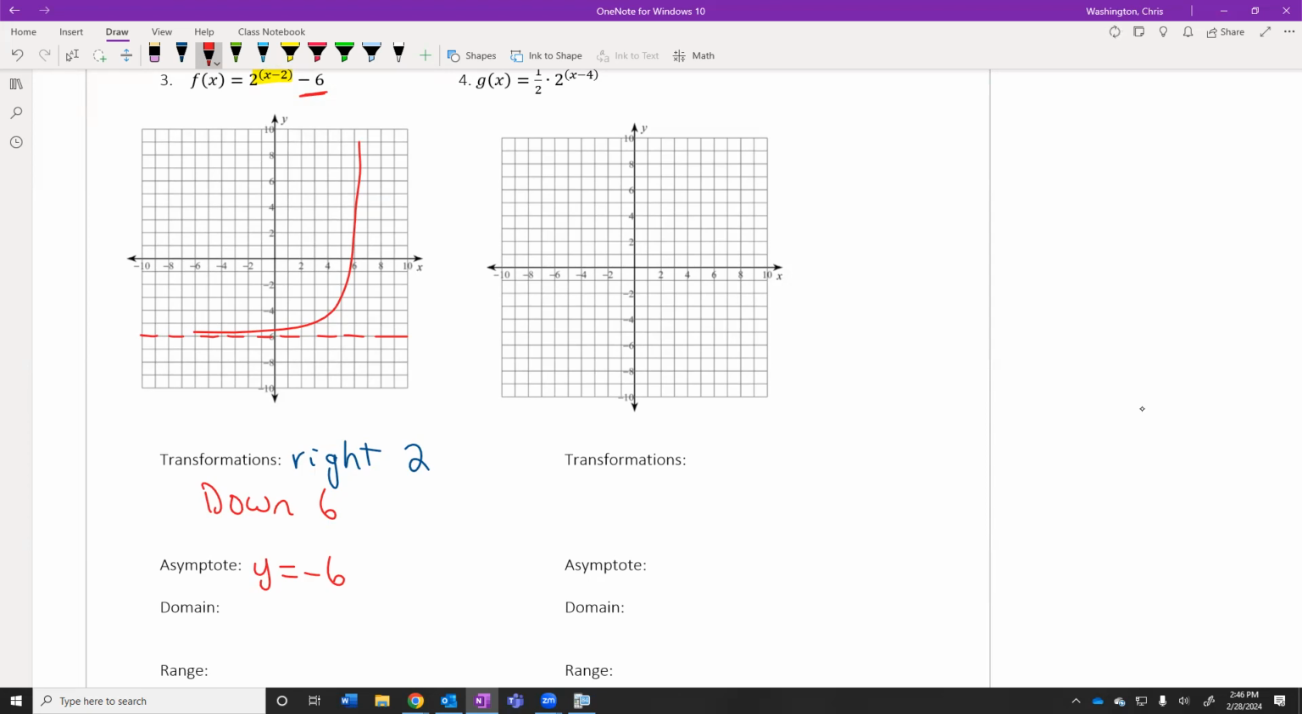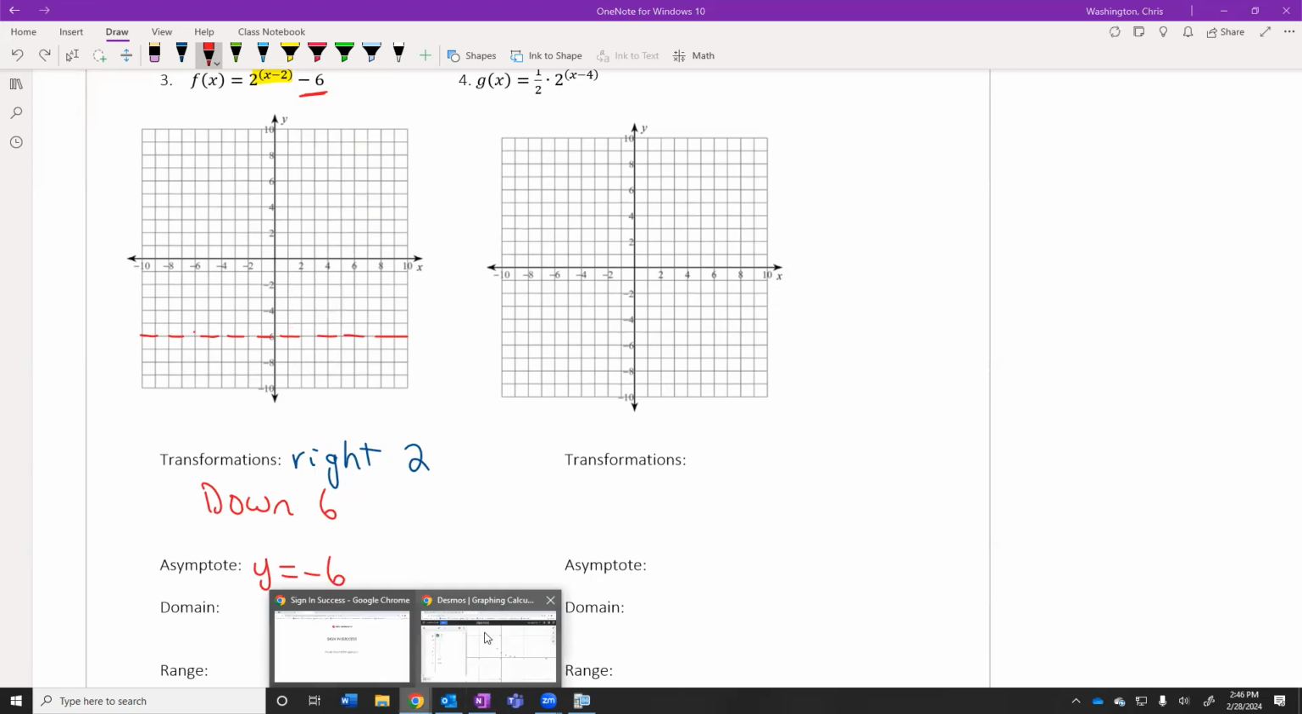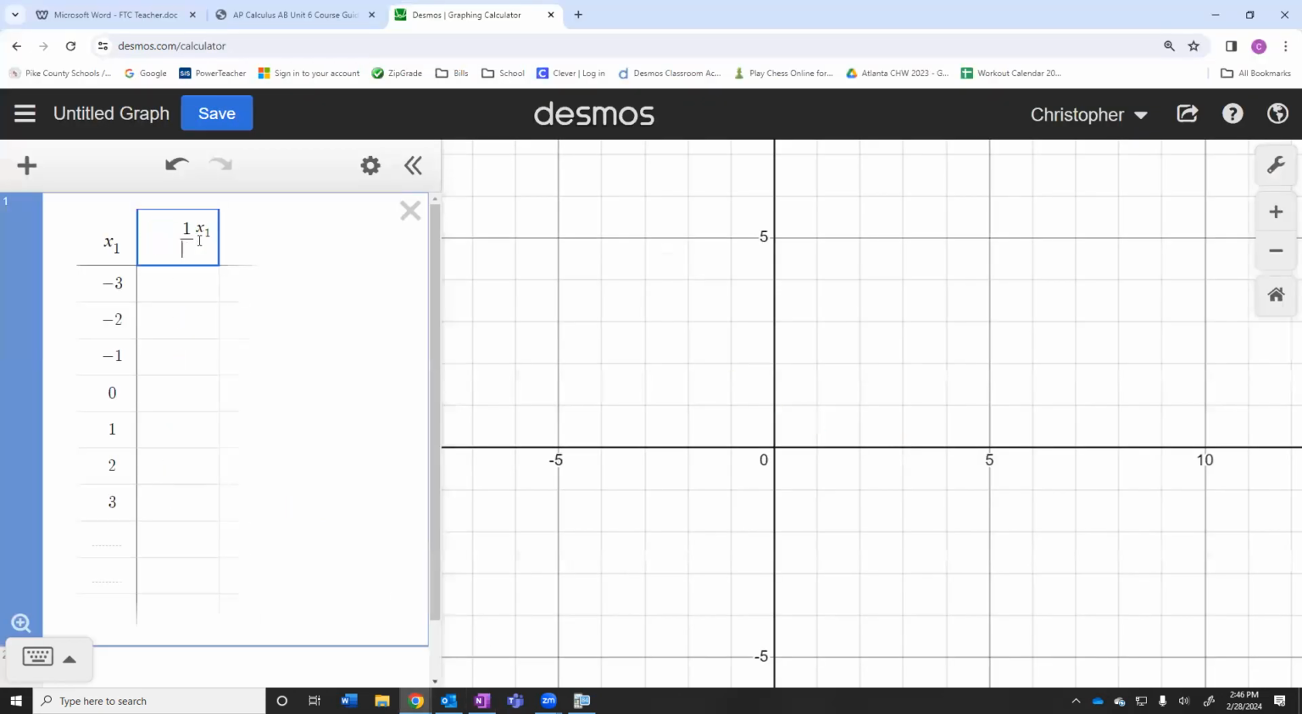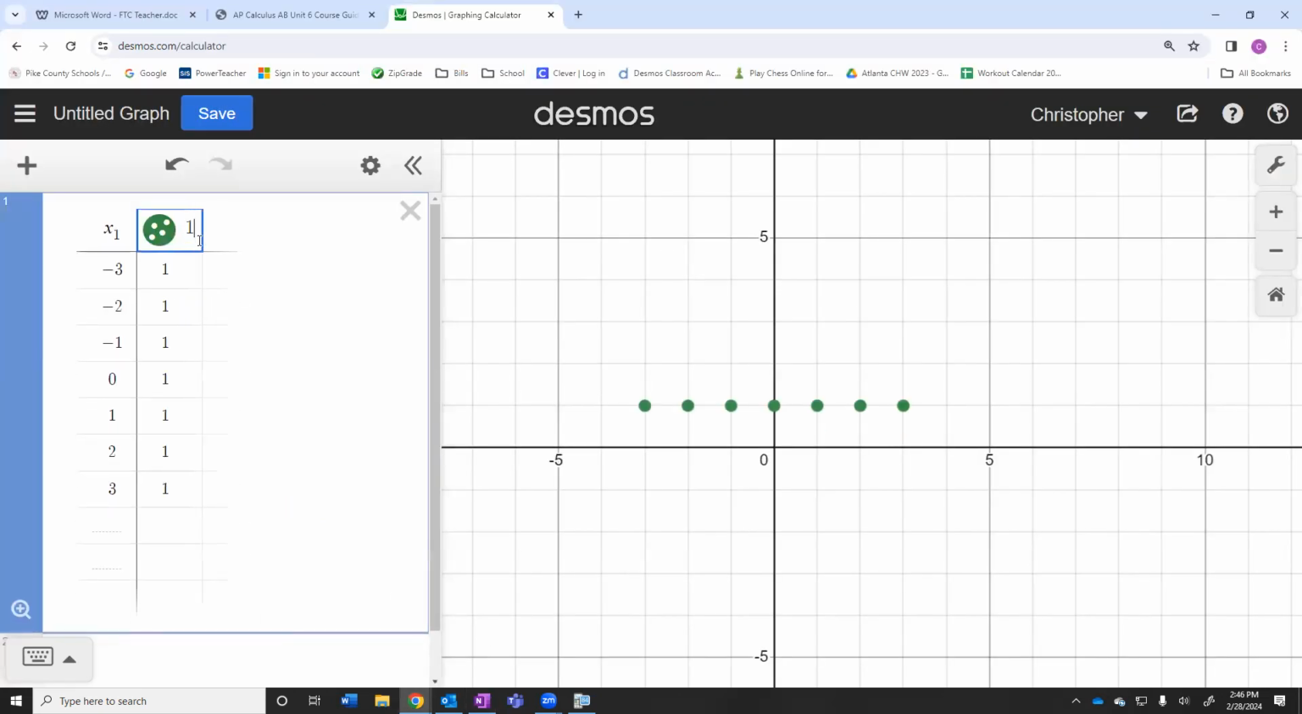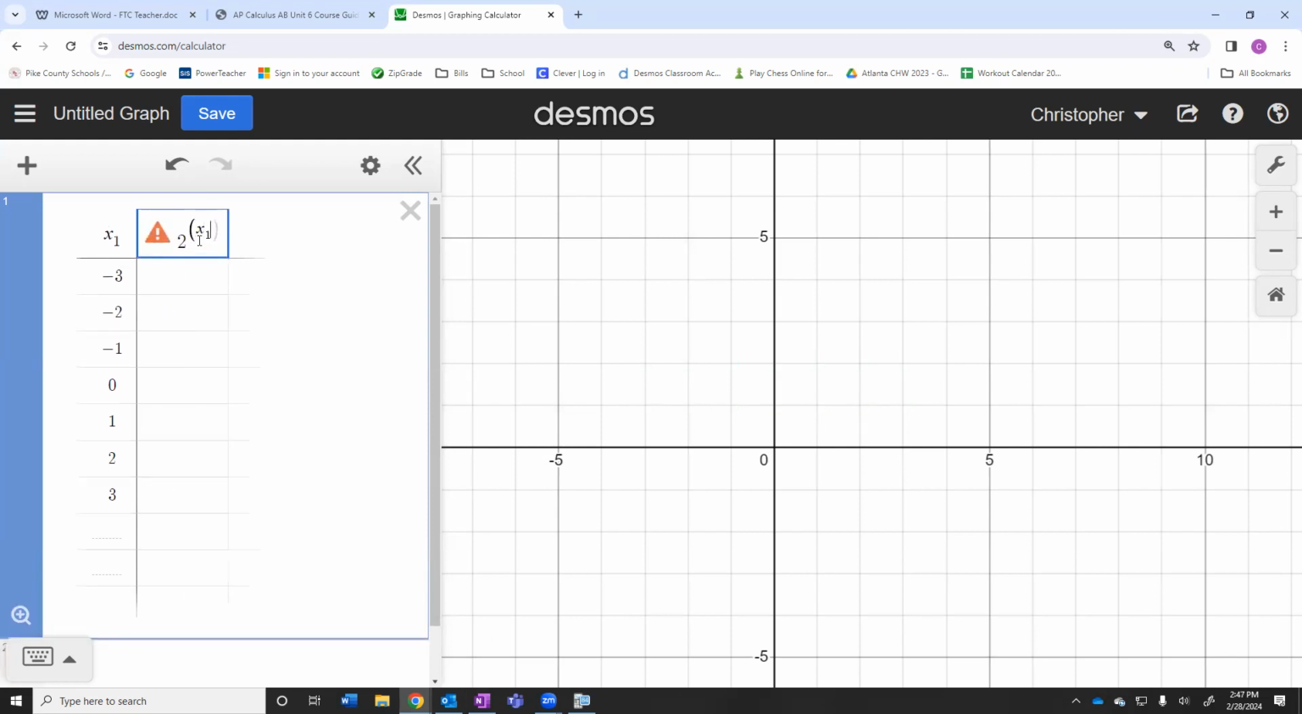But if we want to graph this a little bit more accurately, what might we need to do? At this point, we might need a table, perhaps, and we might need to figure out some points. So in Desmos, we can come back in here and type this in. We're going to have 2 raised to the parentheses. In Desmos, you have to use parentheses if you want to add or subtract in the exponent. Otherwise, it will not add it to the exponent. So we get 2 raised to the x - 2, -6.